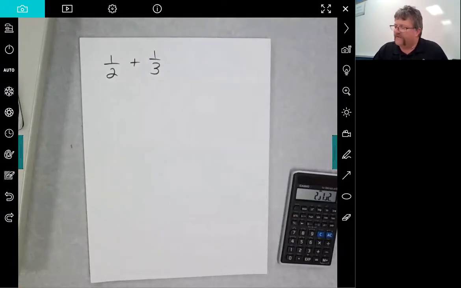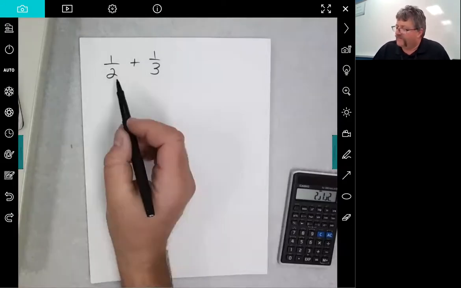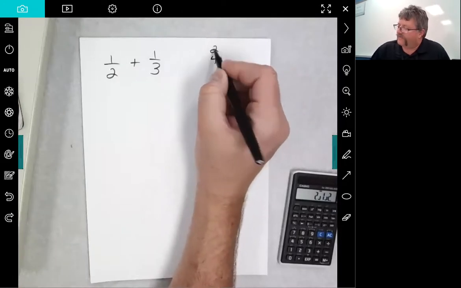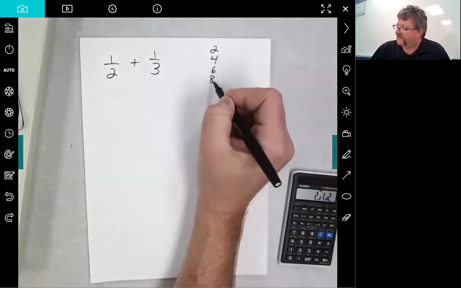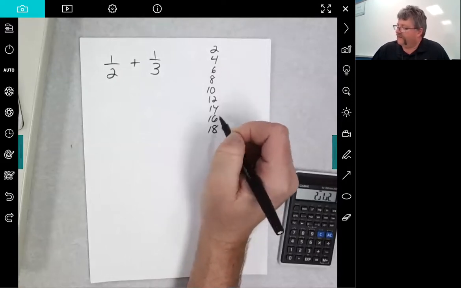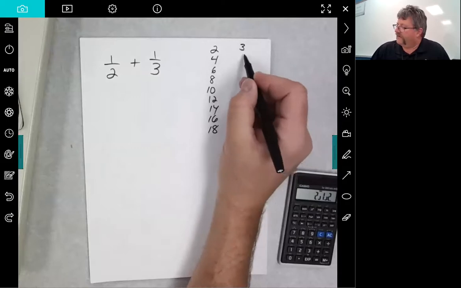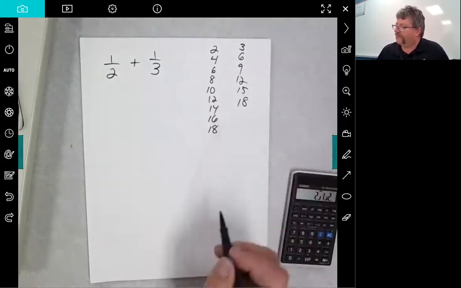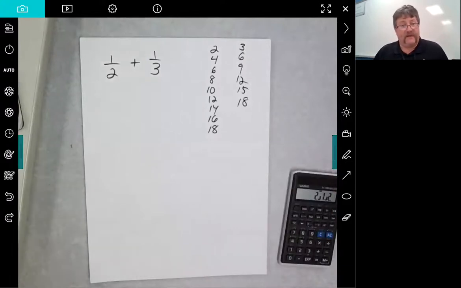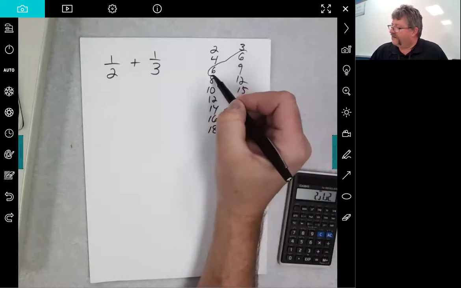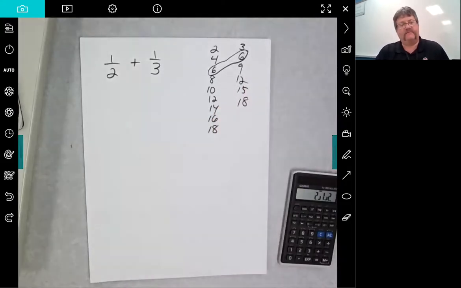But there's a surefire way to find the lowest common denominator: you grab each denominator off to the side and start counting multiples of that number. So 2, 4, 6, 8, 10, 12, 14, 16, 18, and so on. Do the same thing with the 3: 3, 6, 9, 12, 15, 18, and so on. The first time I hit a match, what's my first match? 6. That's my lowest common denominator.